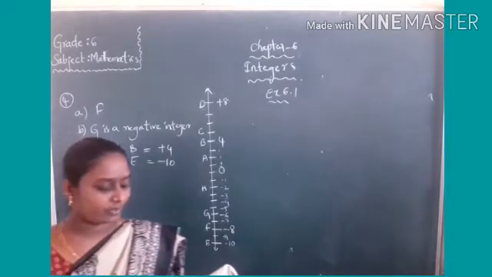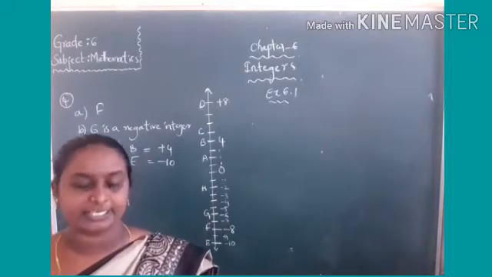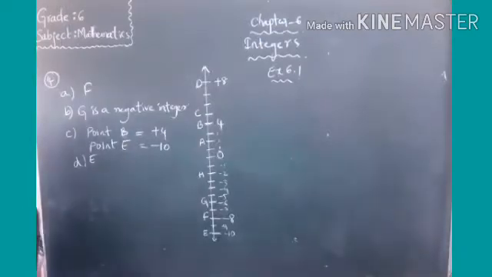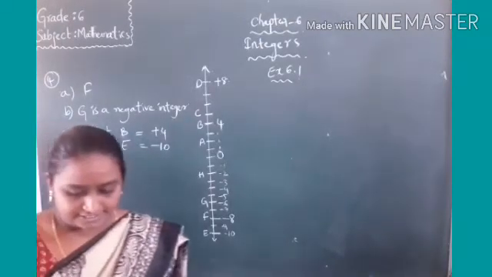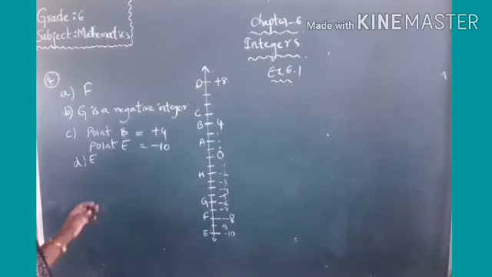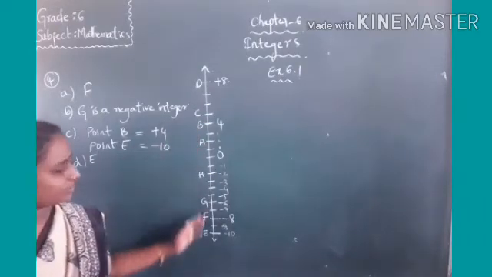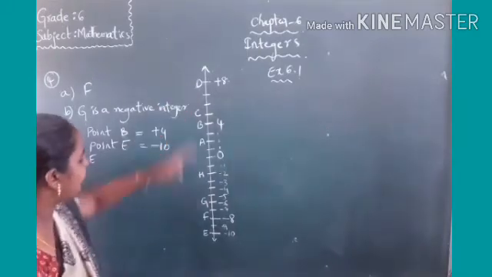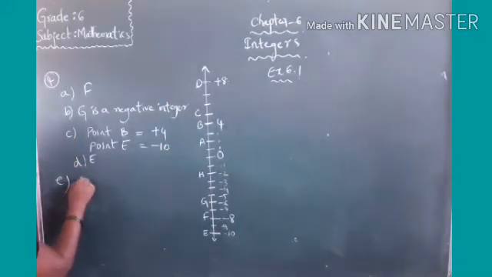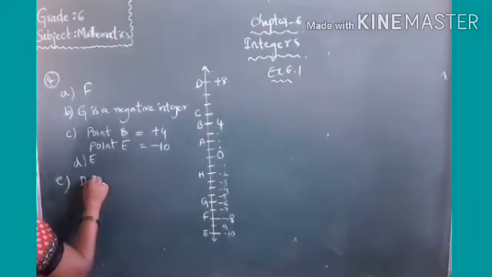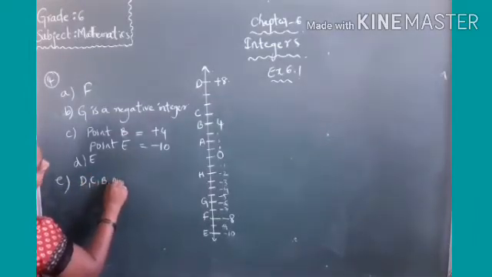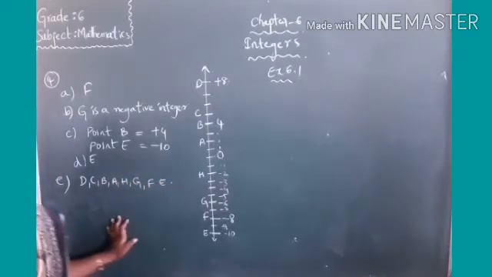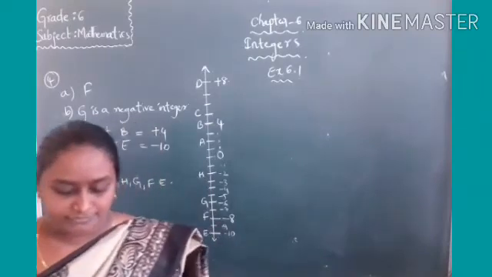Arrange all the points in decreasing order of value. Decreasing order, so from D to E. The decreasing order is D, C, B, A, H, G, F, E. This is the decreasing order of value.